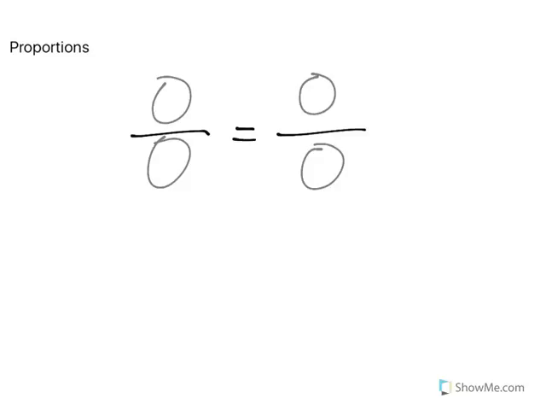Alright, we're going to deal with some proportions here in this video. Now recall that a proportion is basically two fractions set equal to each other. So whatever this fraction is on the left, it has to be in the same ratio as the fraction on the right. So we could have 1/2 is the same as 2/4.